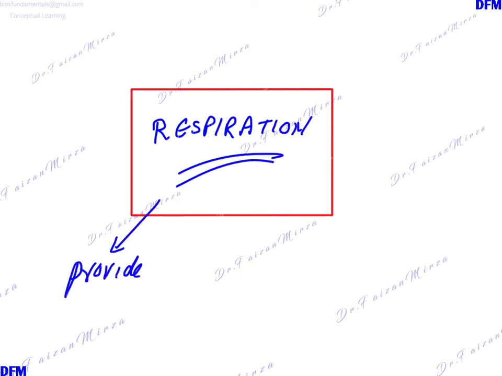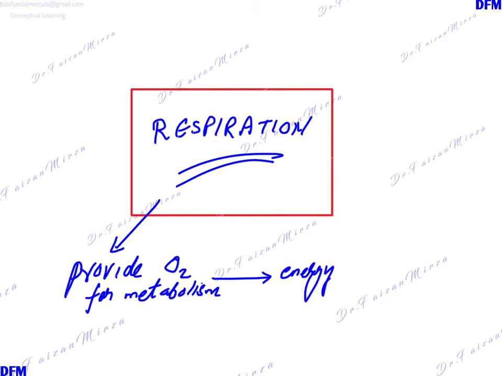What is the purpose of having respiration? Why do we have respiration? Respiration allows exchange of gases, and this exchange provides oxygen, which can be used for metabolic activities, for producing ATP, which is later used as an energy currency molecule.